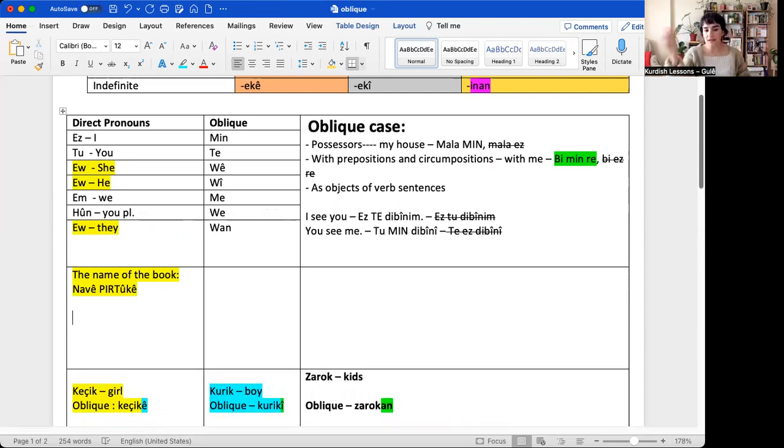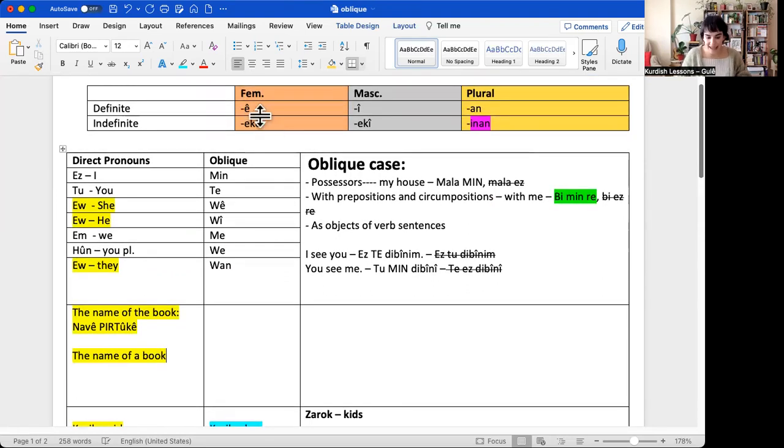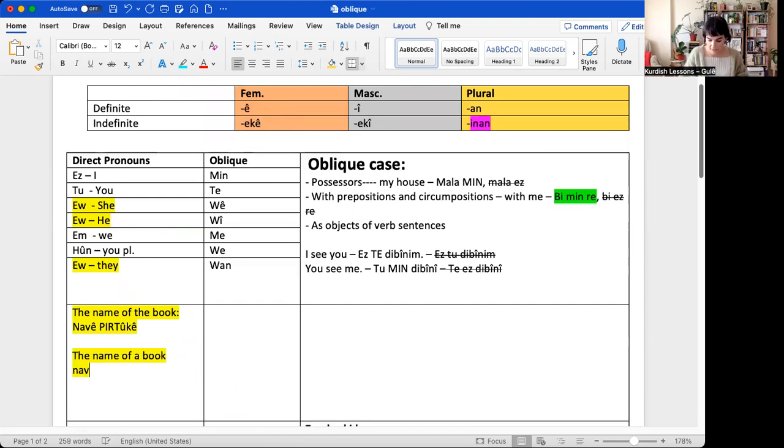And if it's an indefinite book, like the name of a book, in this case we will use this -ekê, because it is the indefinite feminine ending, and it will be nave pertûkekê gulokê. The name of a book is gulokê. Okay, so book is feminine, you need to use these endings.